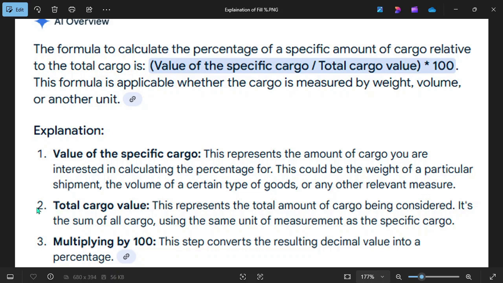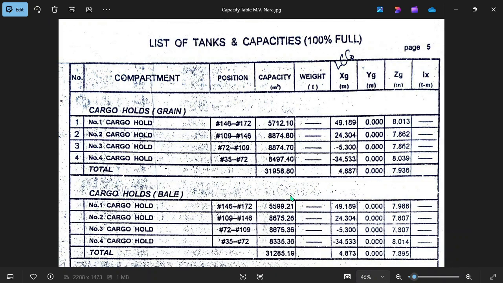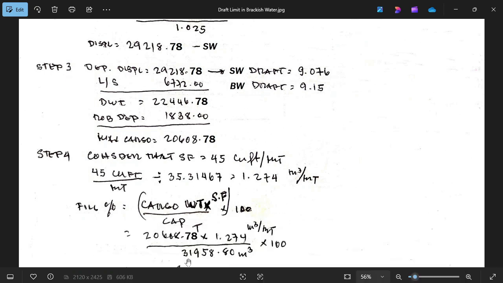Then the next, total cargo value. This represents the total amount of cargo being considered. It's the sum of all cargo using the same unit of measurement as the specific cargo. So this is the one, guys, the total cargo value. This is the total cargo value of 31958.8. Okay, or this one, 31958.8.